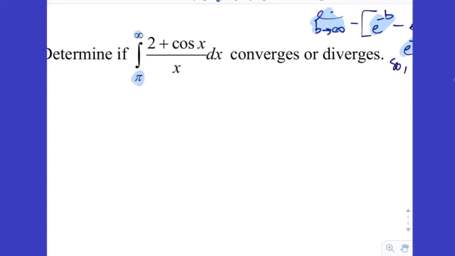Yeah, I don't know if we'd call that divergent. We would just say that the integral doesn't exist. Okay, well, let's think about it. What is the numerator doing? 2 plus cosine of x as x gets bigger. It is oscillating, right? It's oscillating between 1 and 3.